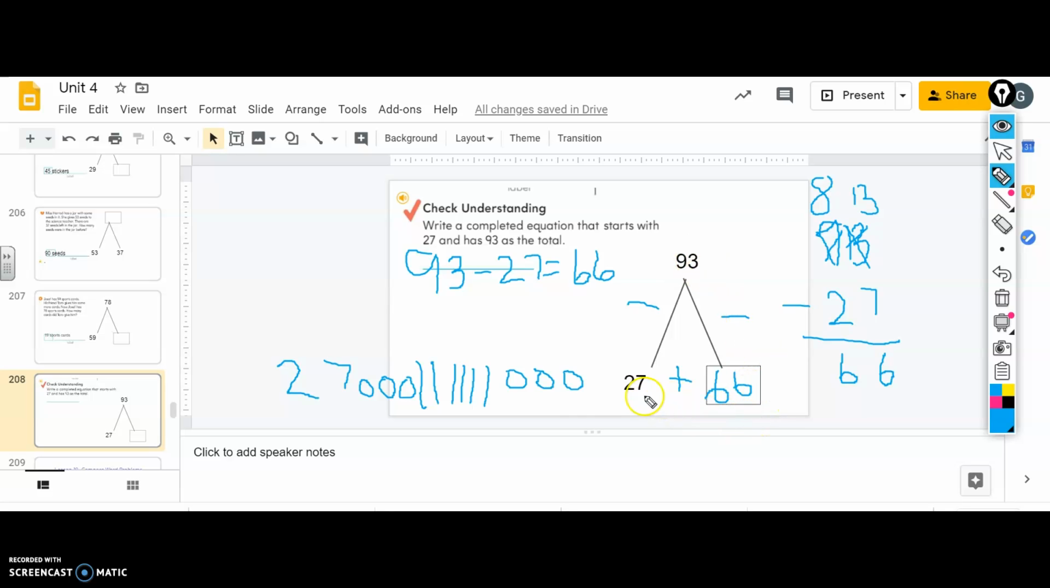There's another subtraction one and 2 addition ones you could do. If you are up for it, see if you can come up with all 4 equations based off that math mountain. All right, and then that is it for today.